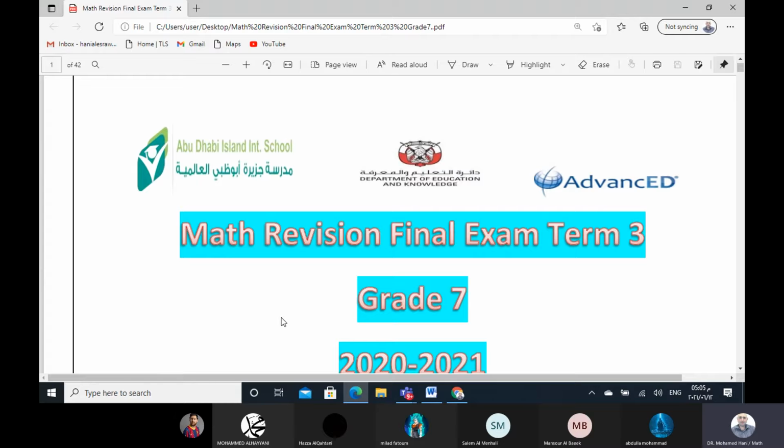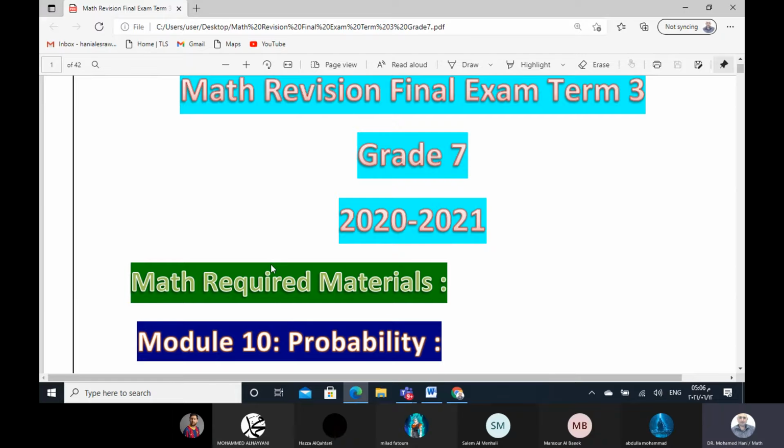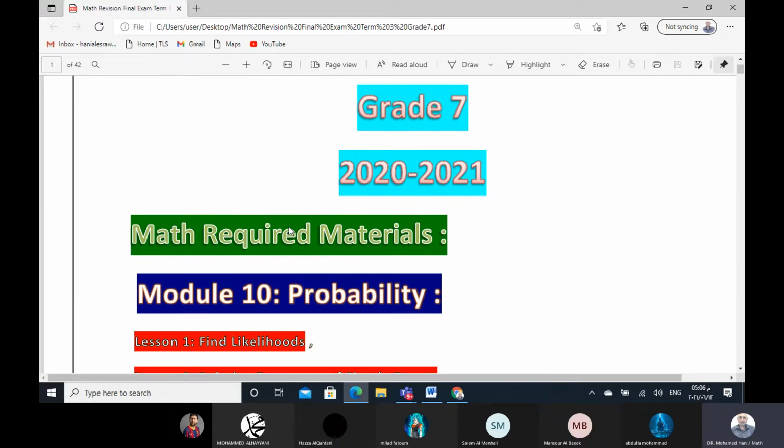Math grade 7. Today we have math revision final exam term 3 for grade 7. As you see here, the first page in this revision we have the math required materials.